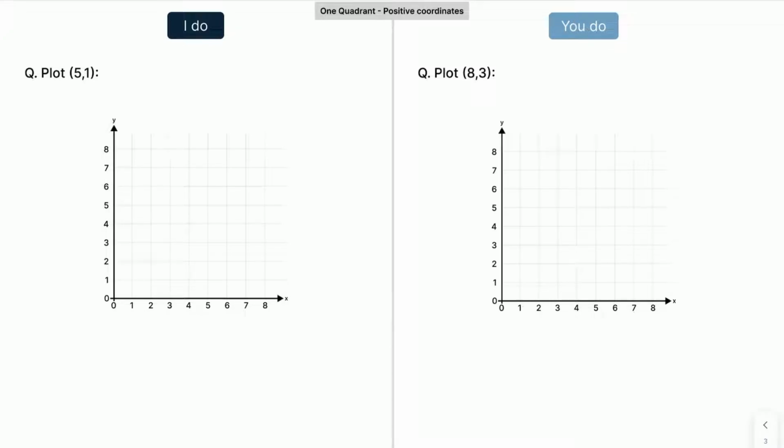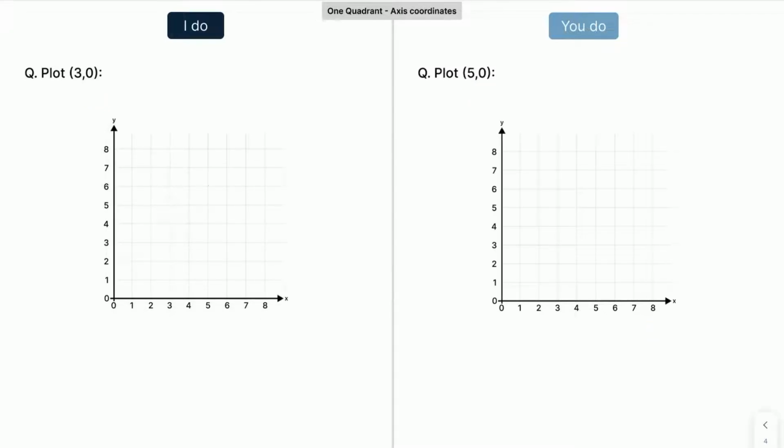We're going to look at another positive example. This time we've got (5, 1), so we have (x, y). On the x-axis, we're going to go along the corridor till 5, and then up the stairs to 1. So that's going to be right there. Again, press pause and have a go at the example on the right. In this case, we have (x, y) where x is 8. So we go along the corridor to 8, and then we go up the stairs till 3.